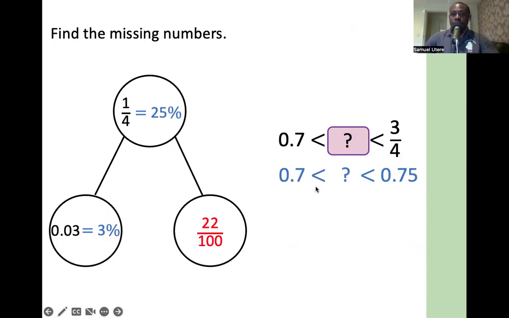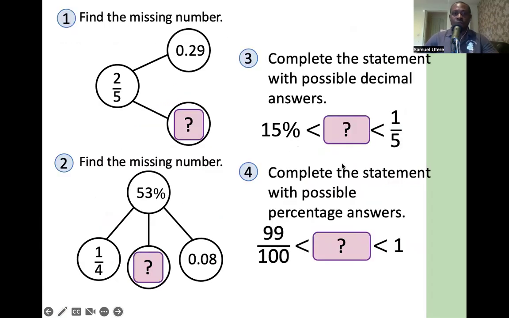So which means if we're thinking about numbers that could go in here, it could be 0.71, could be 0.72, 0.73, or 0.74. It cannot be 0.7 because it has to be greater than 0.7. And it cannot be 0.75 because it has to be less than 0.75, anything here. Here are ones for you to try. Pause the video and answer these questions in 4 minutes.